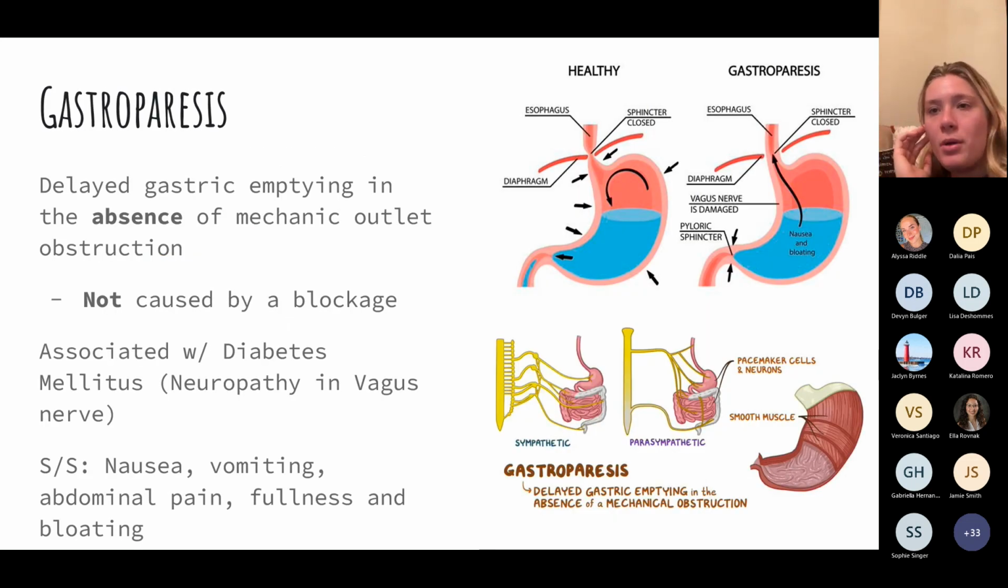When we talk about gastroparesis, this is an issue with my stomach emptying, but it's not caused by an actual obstruction. It's not caused by a blockage. My stomach's just taking a little bit extra time to empty. Usually it's associated with diabetes mellitus, because remember, we have systemic neuropathy with diabetes. So I'm going to have sensory issues with my stomach saying, okay, time to empty. So usually you'll see nausea, vomiting, abdominal pain, fullness, and bloating.